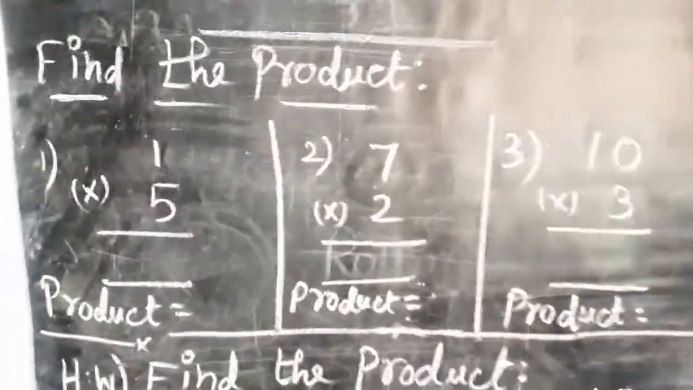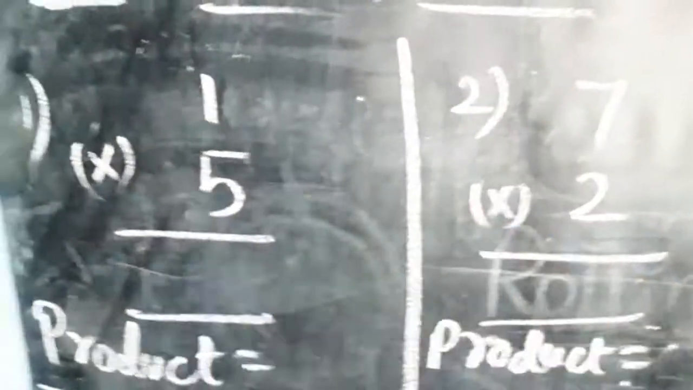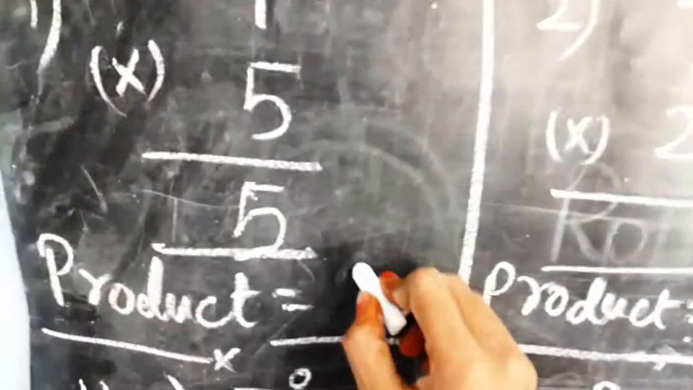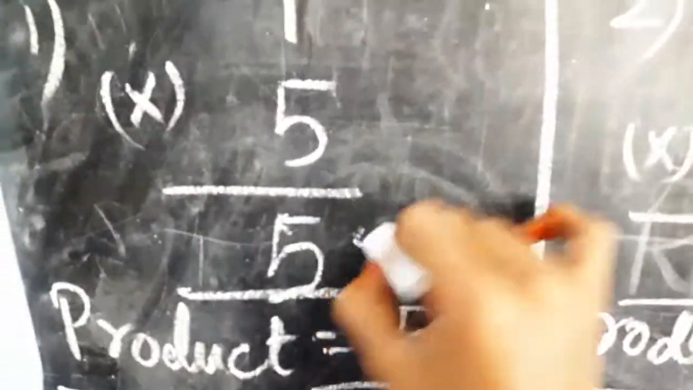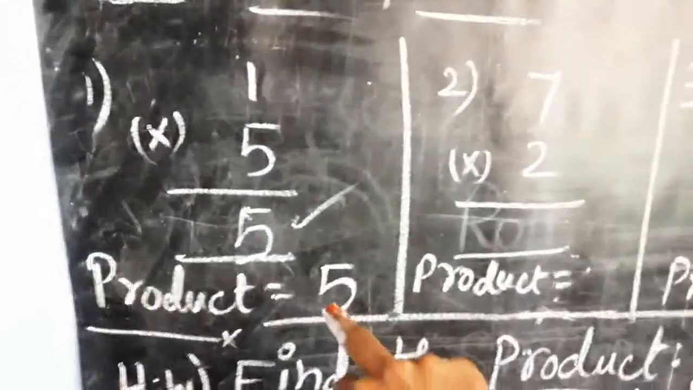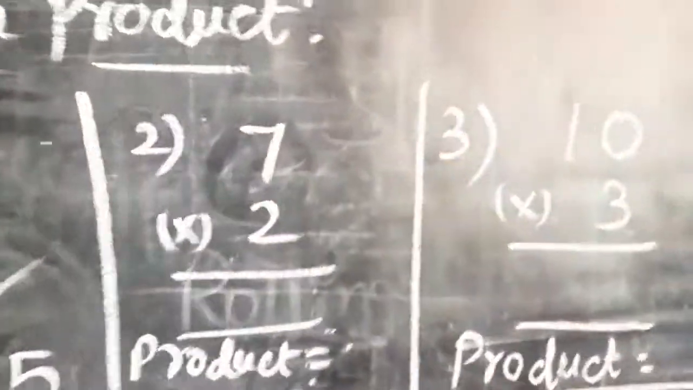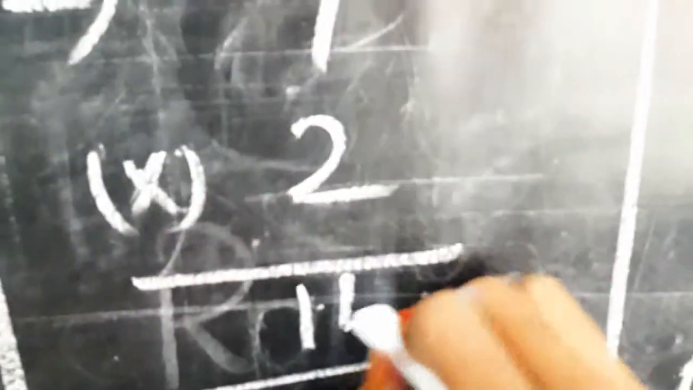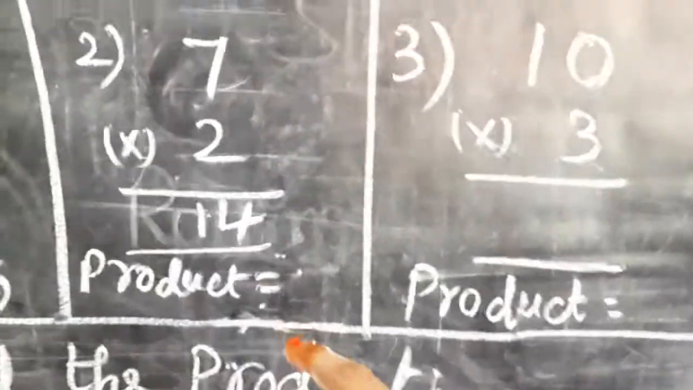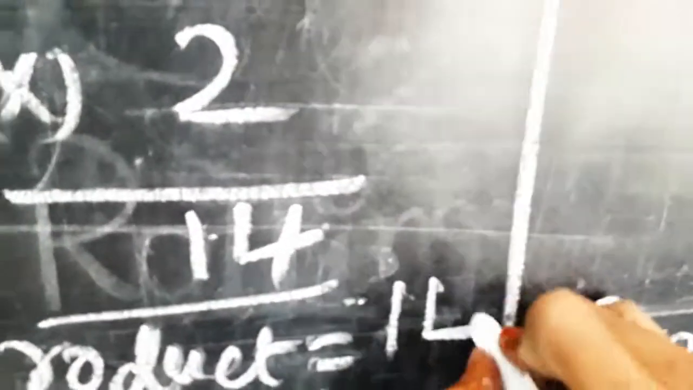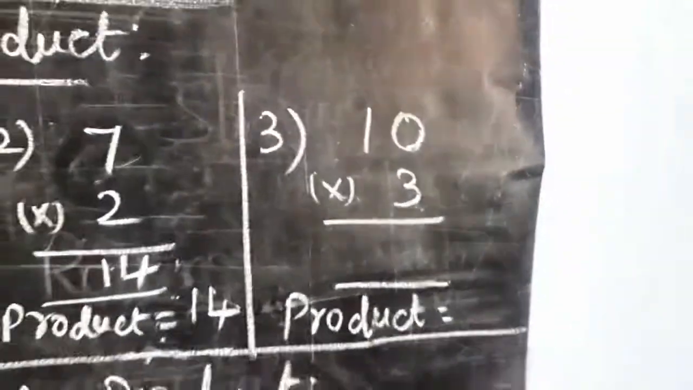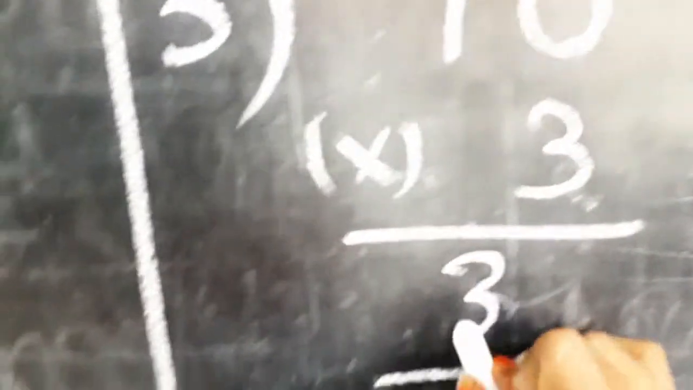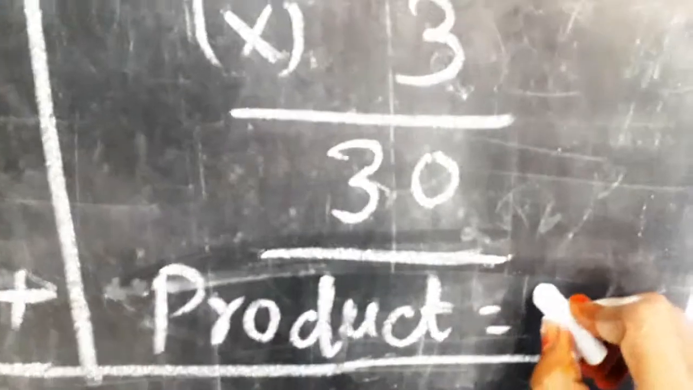Now look at finding the product. 1 5s are, yes, 5. The product is equal to, yes, 5. That is the product, isn't it? So you have to write the number 5. Here 7 2s are, the second sum. 7 2s are, yes, 14. So the product is equal to, yes, 14. That is the product. Then the third sum. 10 3s are, yes, 30. The product is equal to, yes, 30.